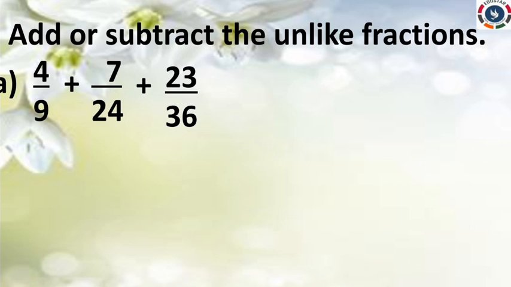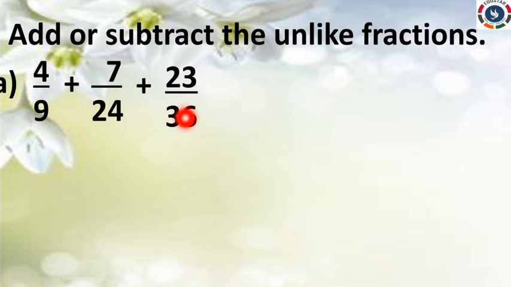Unlike fractions, because all the denominators are different: 9, 24, 36. So it comes under unlike fractions. When adding, we add the numerators alone, but here the denominators are different. So first we want to convert all the denominators into like fractions. So the given unlike fractions must be converted into like fractions.